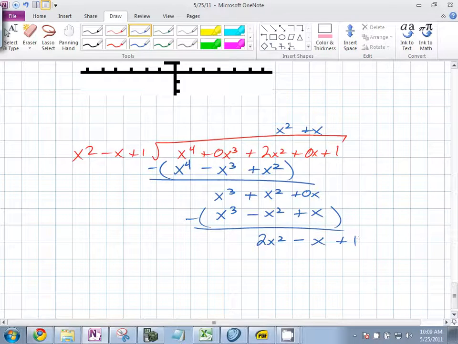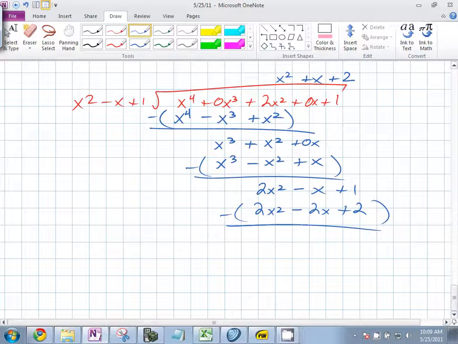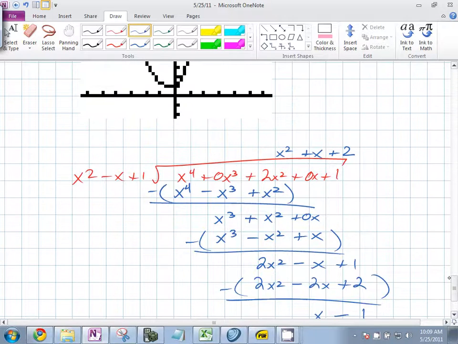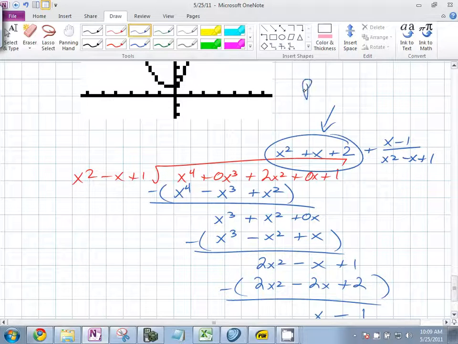Negative minus x plus. Now, this is where it's different. Plus what? 2. So 2x squared minus what? Plus what? Subtract, and what do you end up with? Minus. Now, do we go any further? So it's going to be plus x minus 1 over x squared minus x plus 1. So in this case, we're going to call this our, ready? I'm going to write this for the first time ever in class. We're going to call this a parabolic asymptote.